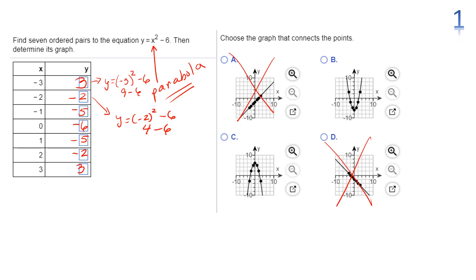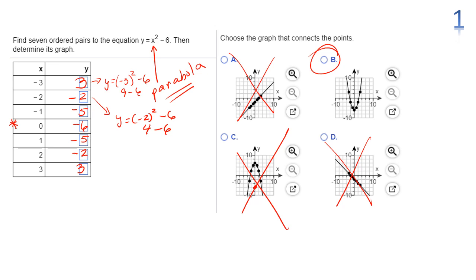Now, we must find the parabola that matches up to these ordered pairs. So check them. The first ordered pair I noticed would be easy to check is 0, negative 6. In answer choice B, I do have 0, negative 6 on that parabola. However, in answer choice C, 0, negative 6 is not a point on the graph.